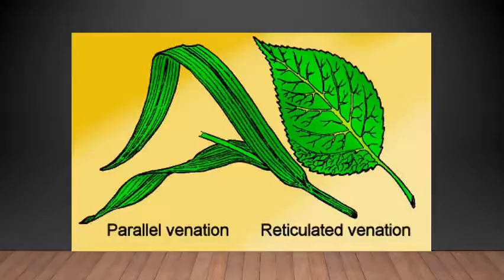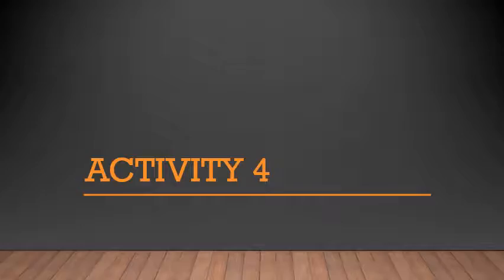Next, we'll find out some of the other functions of the leaf. In this chapter, we are doing some activities to understand the different functions of the leaf. The midrib and the veins in the leaf help to carry water from the roots to different parts of the plants.